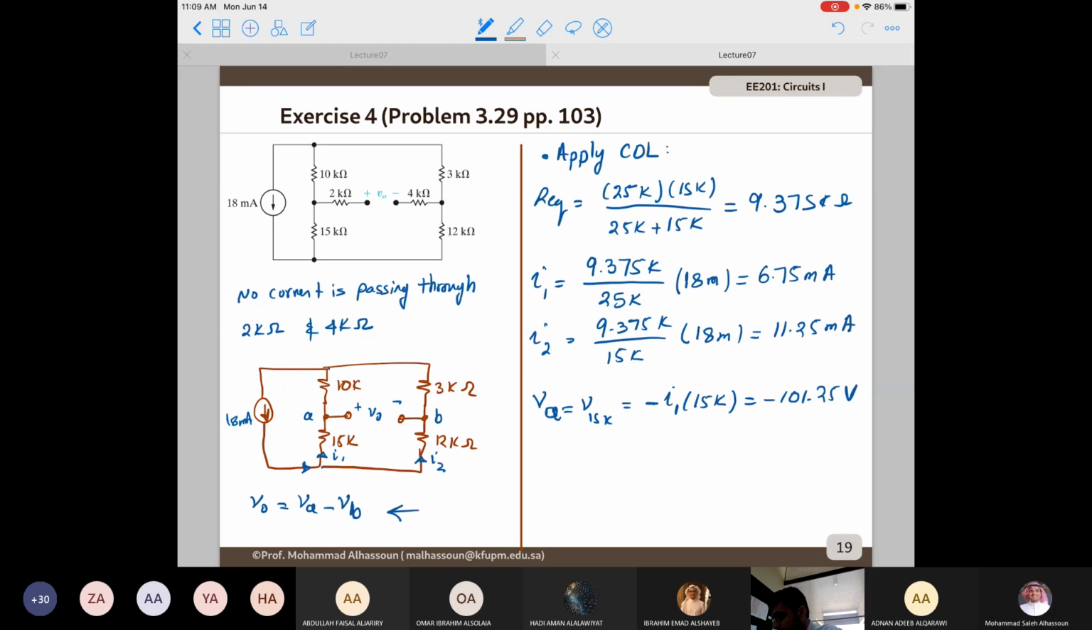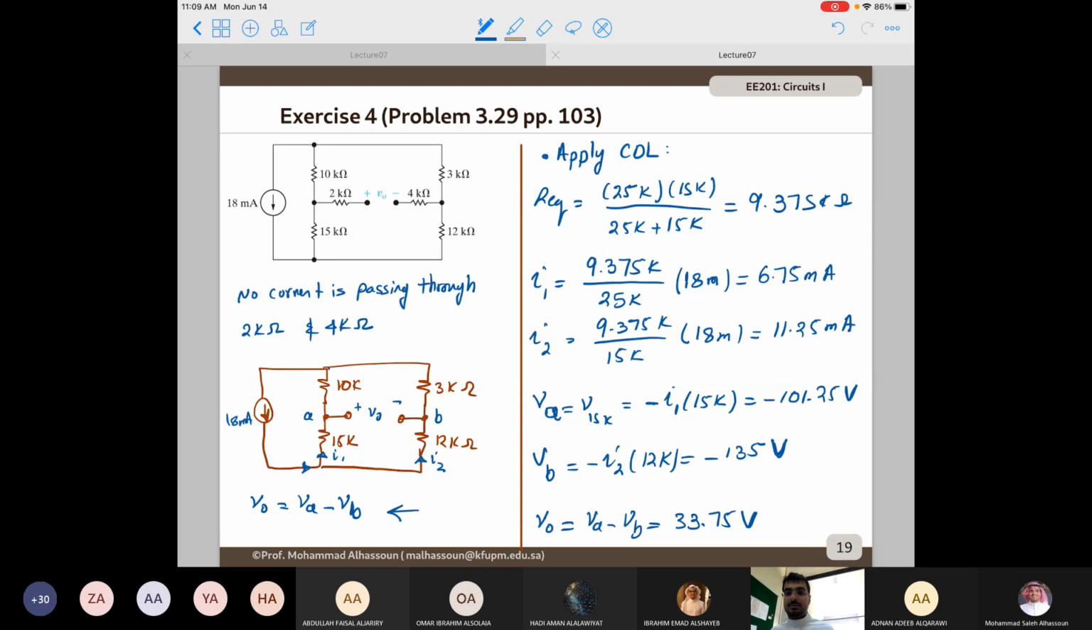So this is going to give me minus 101.25 volts. VB will be minus I2 multiplied by 12K, and this is going to give me minus 135 volts. So now I found VA and VB. V naught is VA minus VB, and if I take the difference, it's going to be 33.75 volts. Okay, any questions?